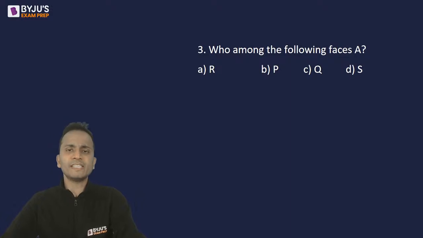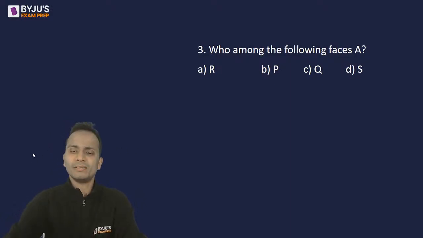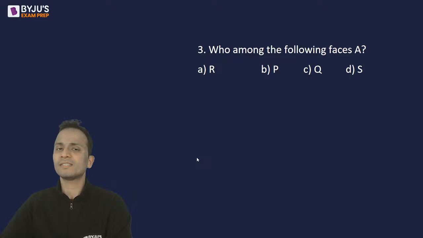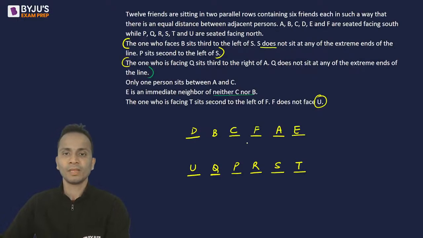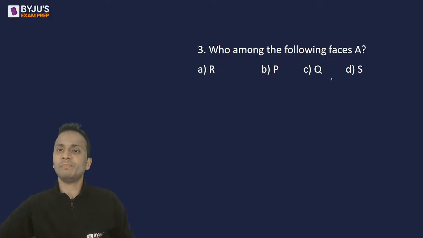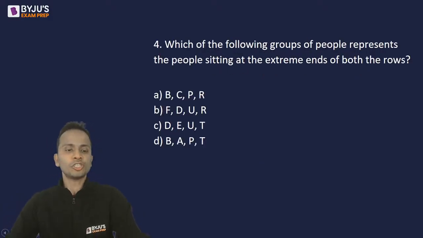Who among the following faces A? Simple one. Who among the following faces A? So, I'll go back to the arrangement. So, who is sitting opposite A? Who is opposite A? It is S. So, the correct answer will be S. That is option D. Next question, question number 4.